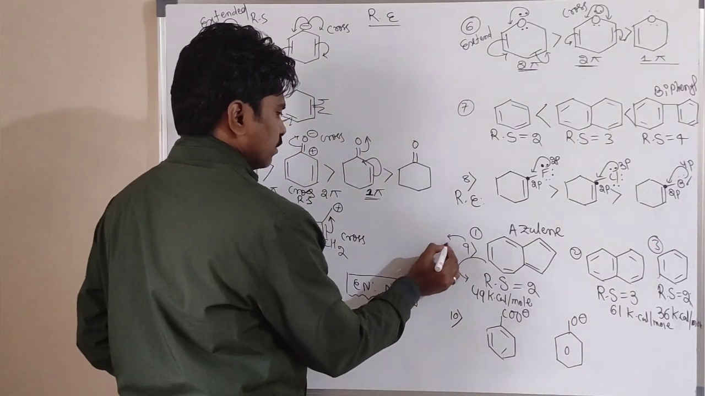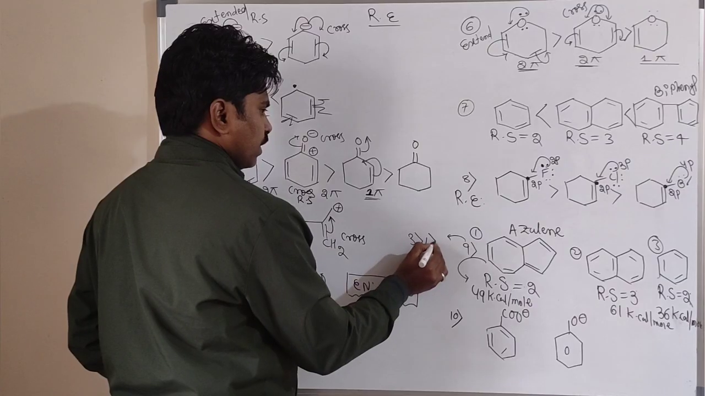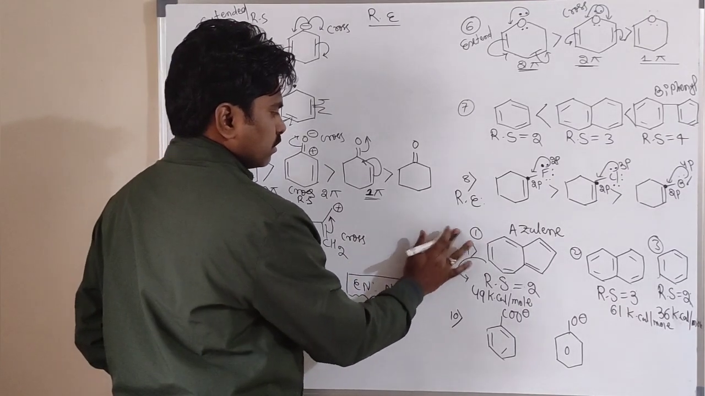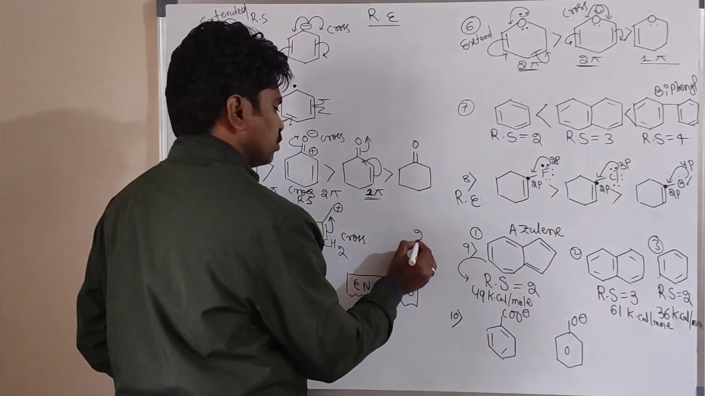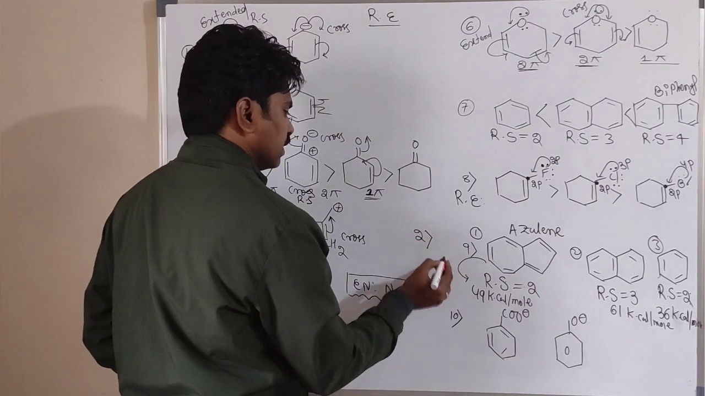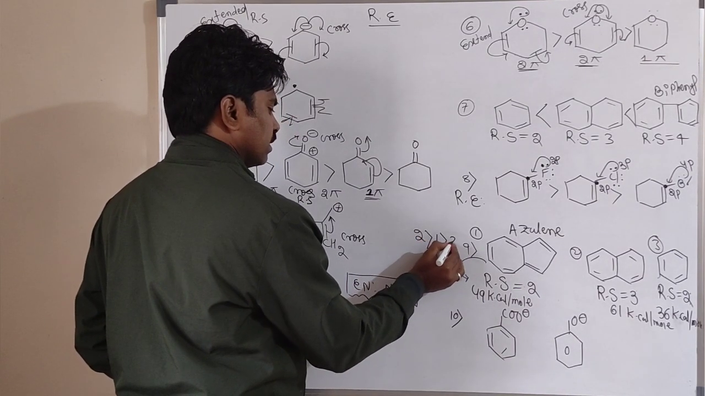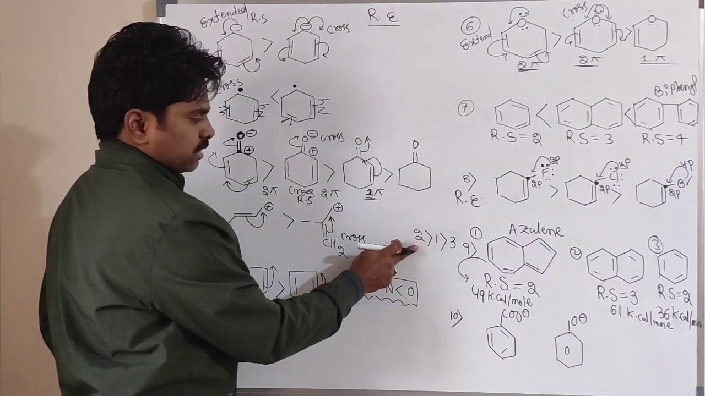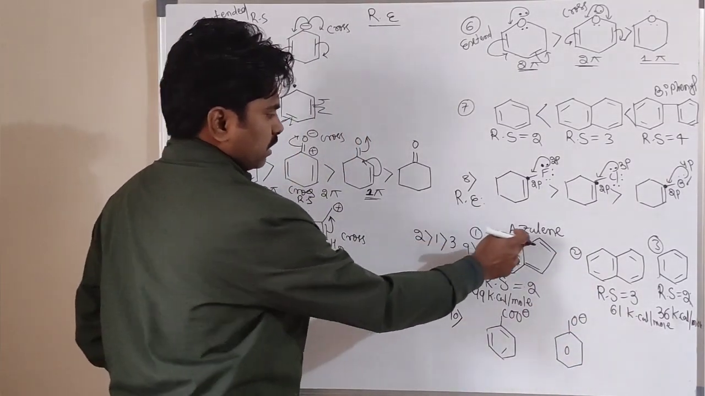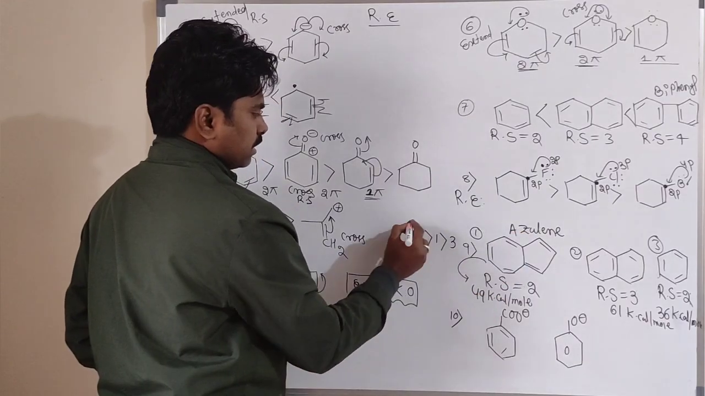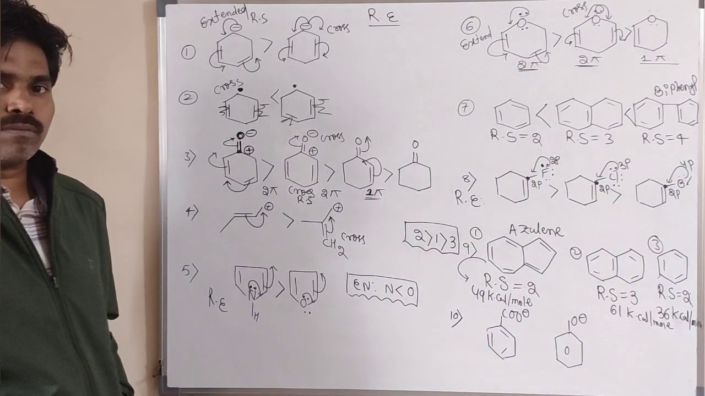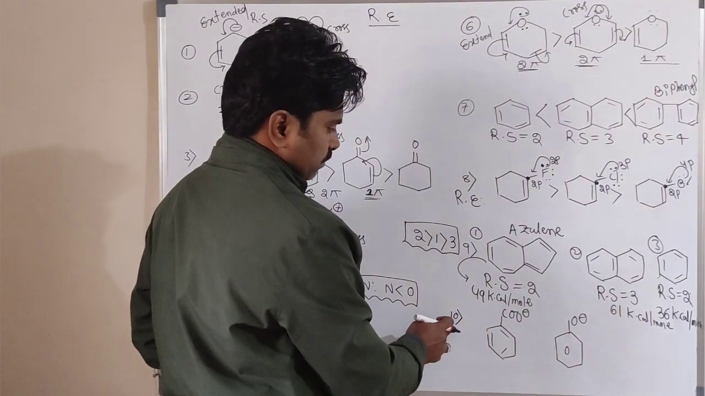Okay, very good. 3, 1, 9, this is wrong. Very good. 2, then after that 1, then after that 3. So naphthalene at 61 has the highest resonance energy, then azulene at 49, then benzene at 36. Understood? Right. Come to the 10th question.